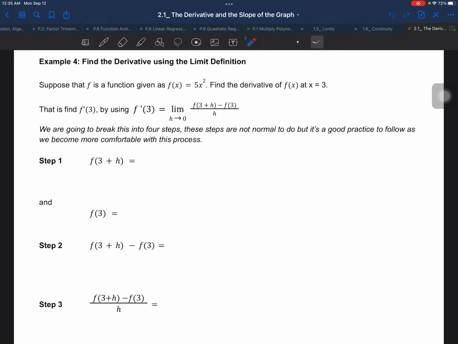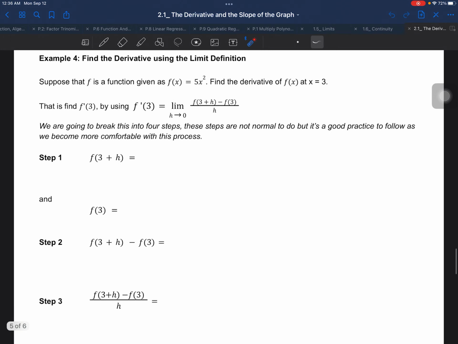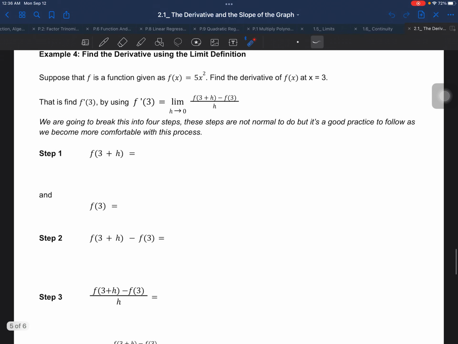All right, hi class. We're gonna try example number 4 here. We're gonna find the derivative using the limit definition, which is a very common problem for us to do in this section. Let's suppose that f is a function given as f of x equals 5 times x squared. Find the derivative of the function at x equals 3. That is, they're asking us to find f prime of 3 by using the limit definition of the derivative, right?